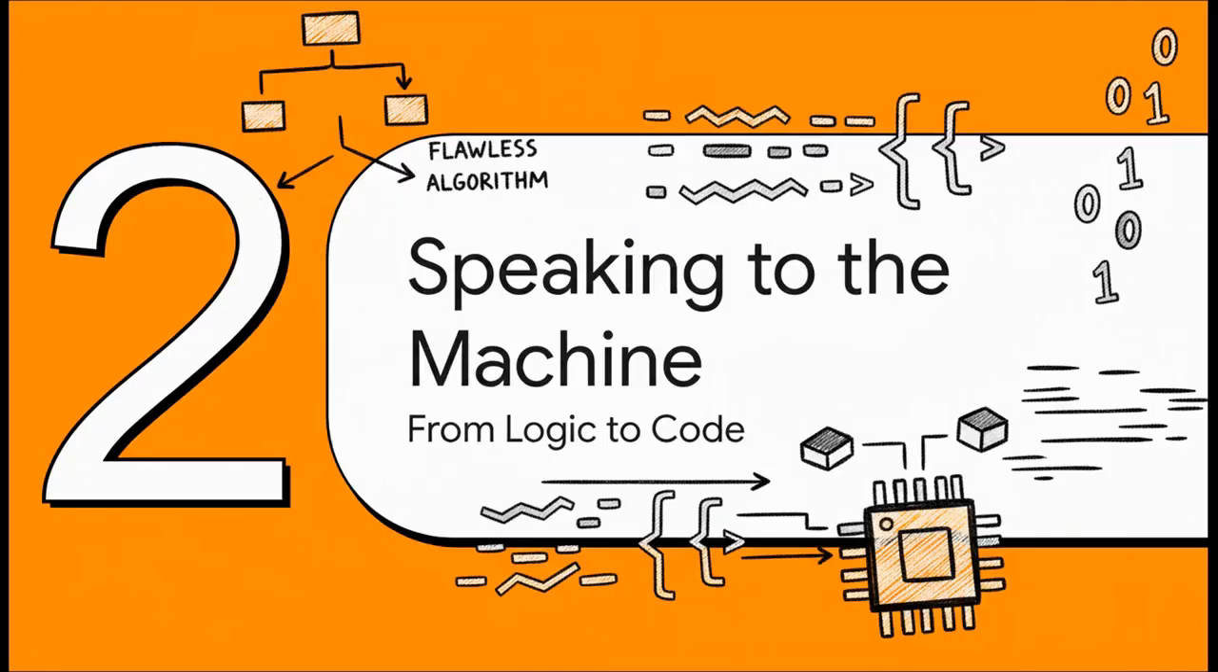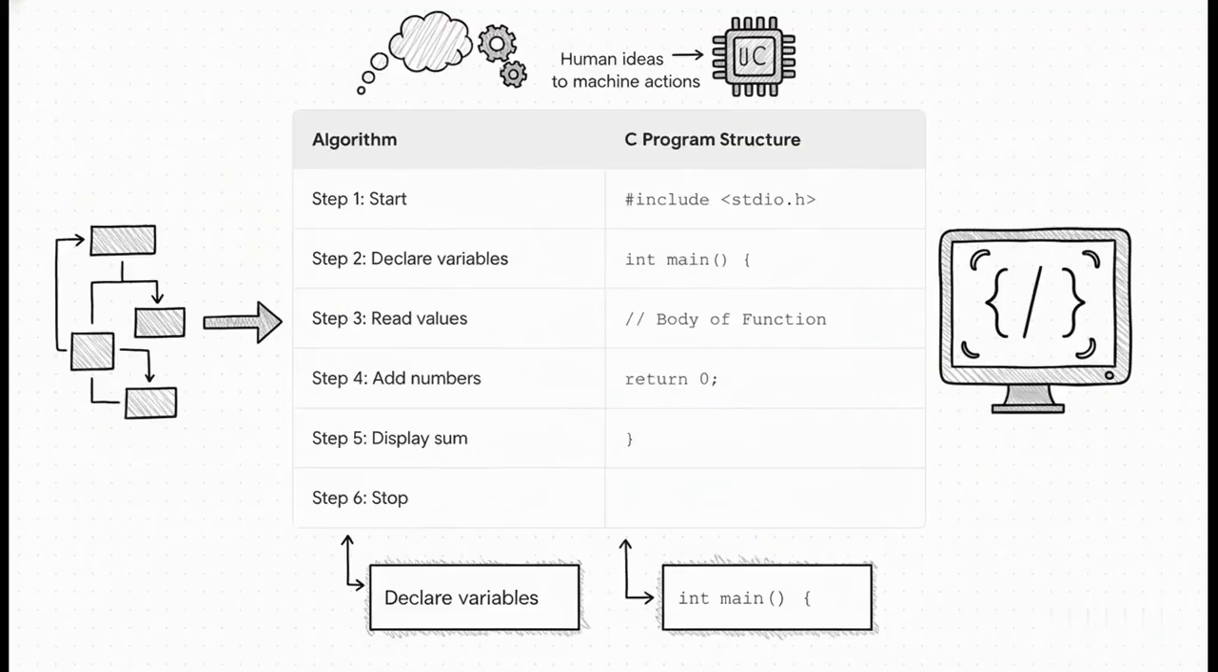So we've got our flawless plan. Awesome. But how do we actually tell the computer about it? I mean, a flowchart is great for us, but the machine itself needs something much more structured. We have to translate our algorithm into what's called a programming language. And right here, you can see that translation in action.